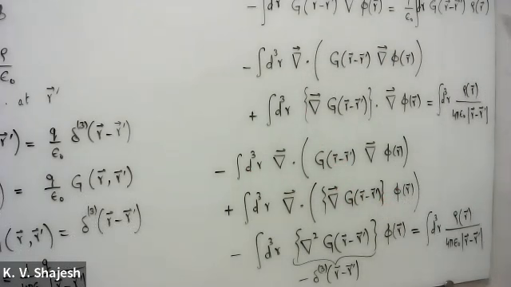Let me write it in a symbolic manner. Gradient of phi minus gradient of G times phi. That's what it is. One should write r minus r prime everywhere, but I think that's details. Is that clear? Yeah. Okay.